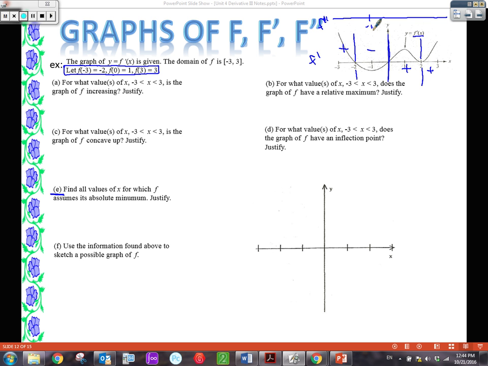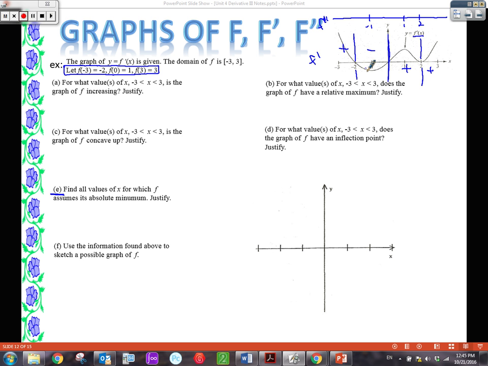Let's see where else it would happen. We would change slopes here at 1 and again at 2. So my f double prime chart would have 3 numbers on it. All right, so now let's see what signs we would make.